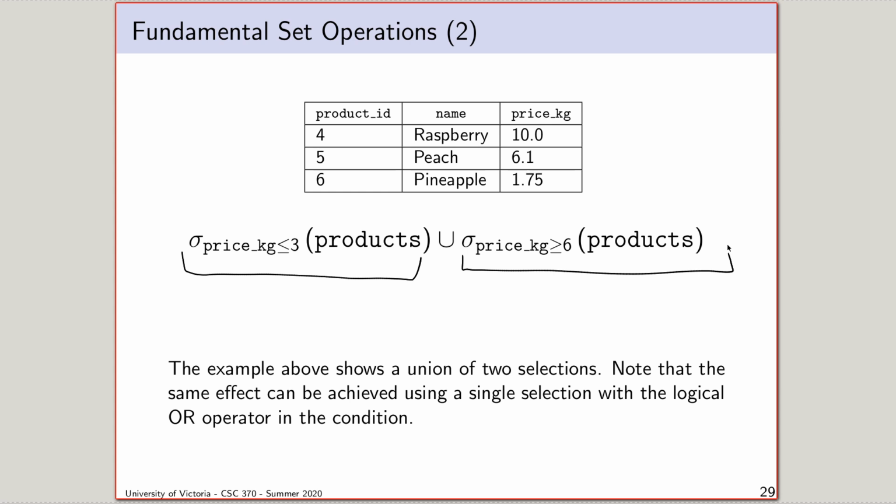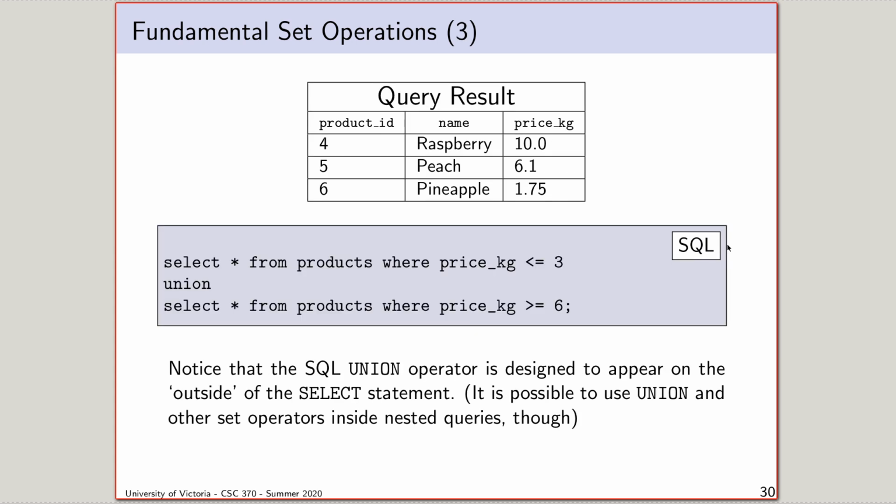And you might notice the result is semantically equivalent to a single sigma operator where I have price less than 3 or price greater than or equal to 6. There's never any worry of there being duplicates in my result because the union is a set operation, and therefore anything that happens to be in both halves of the union will show up only once in the result. In SQL, I do this.